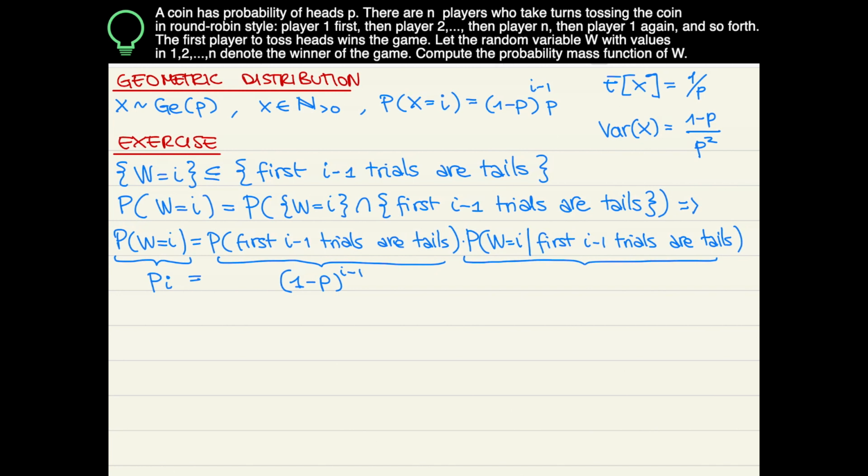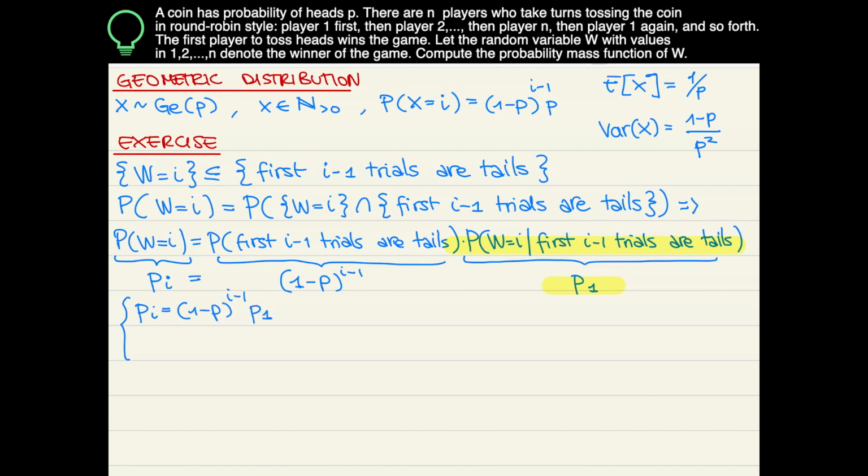This probability is equal to P1. This is true because of the memoryless property of the coin. Player I's probability of winning is now equal to his probability of winning at the same game where he plays first. We define this probability as P1. This is the key intuition to solve this exercise. We have that Pi is equal to (1 minus p) to the power of I minus 1 times P1.